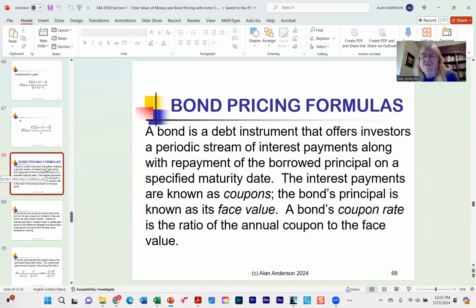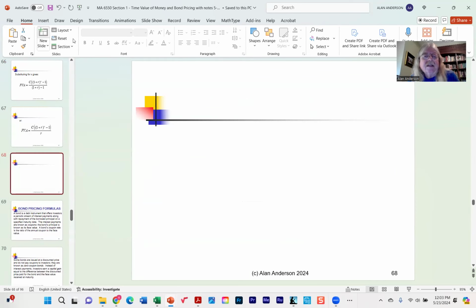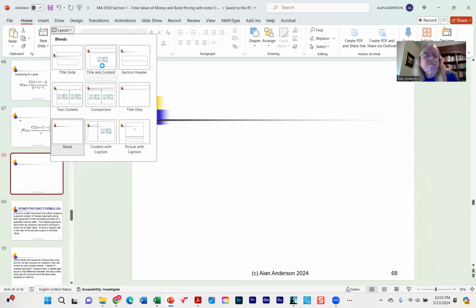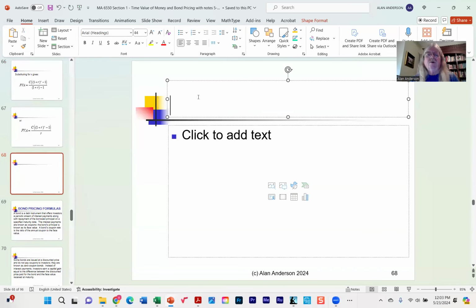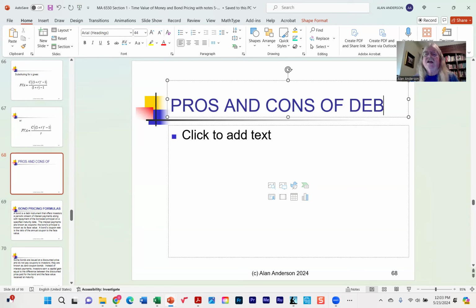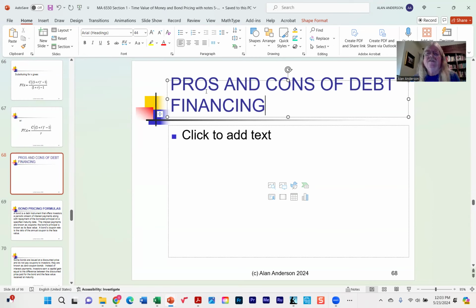In fact, while we're discussing this, maybe we can quickly run through this. Hold on one second. How about we'll call this the pros and cons of debt financing. Okay, so just a quick overview here.